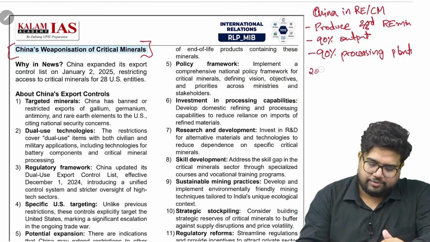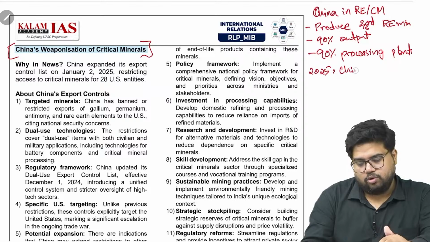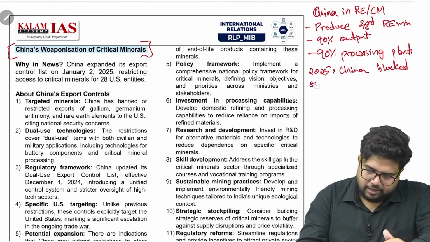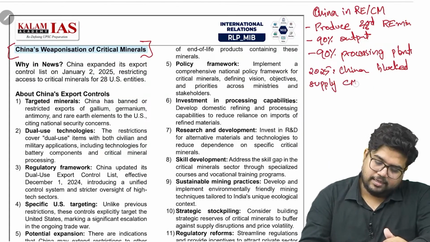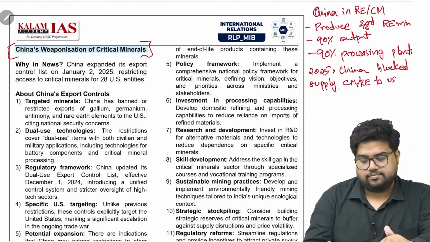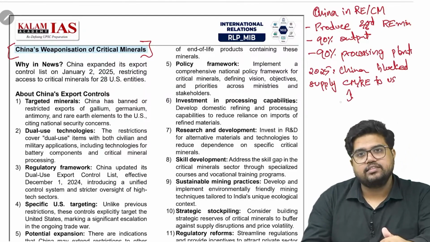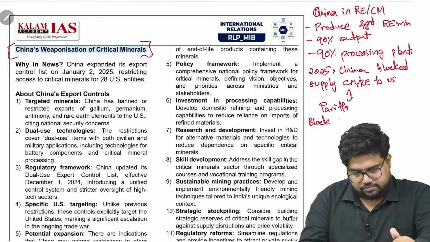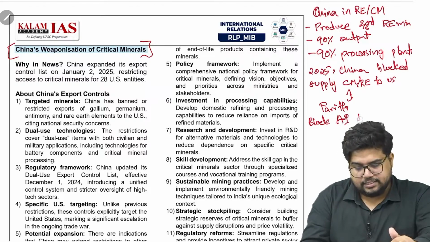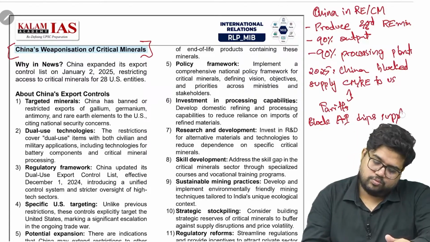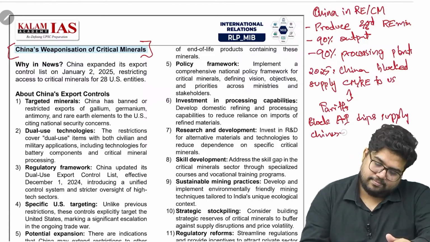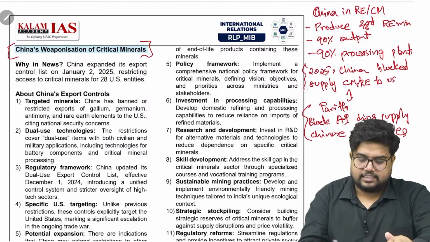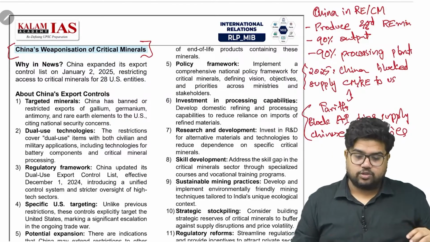In 2025, after the Trump tariffs, China blocked supply of critical minerals and rare earth to the US. And how is the US countering this? Through tariffs. The US can also block artificial intelligence, AI chips supply to Chinese companies. So this is how the US is countering it, but China is actively pursuing weaponization of its hold over rare earth and critical minerals.